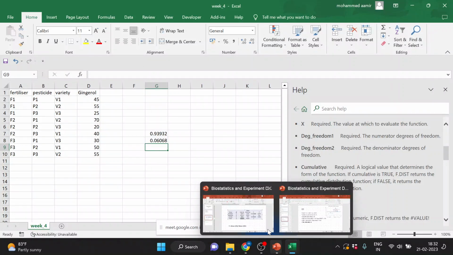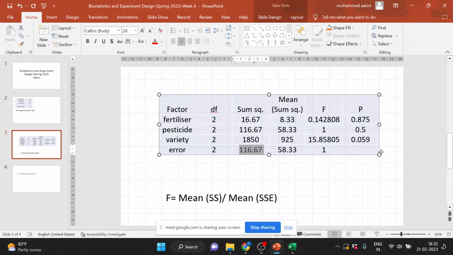0.0608. What have we got? 0.059. Yeah, it's some little calculation error. No, no, what is this 0.875? How did I get this one? I'm wondering. 0.875, same thing.